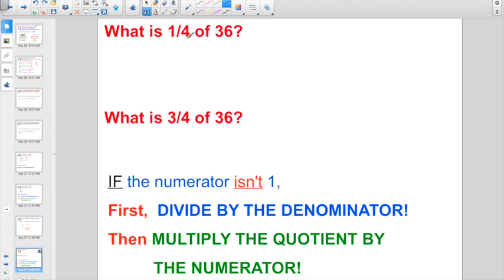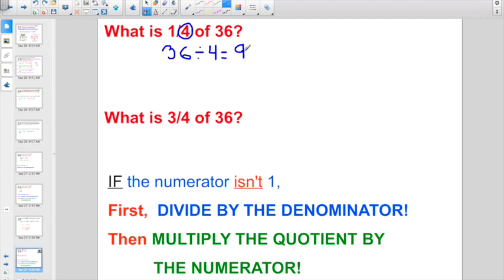So check this out. What is 1/4 of 36? Again, if the numerator is 1, all you have to do is divide by the denominator. So you got to think, 36 divided by 4. What times 4 gives you 36? Again, if you don't know, you can look on your multiplication chart in your agenda or your math folder, look in the 4 row, find 36, and go straight up to get the quotient. But you'll be a lot better off when you get your facts memorized, and you'll find out that 36 divided by 4 would be 9.